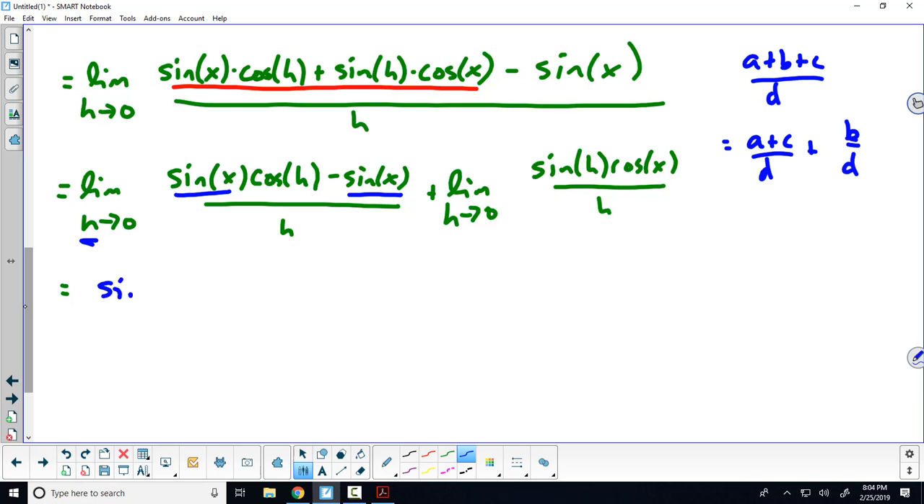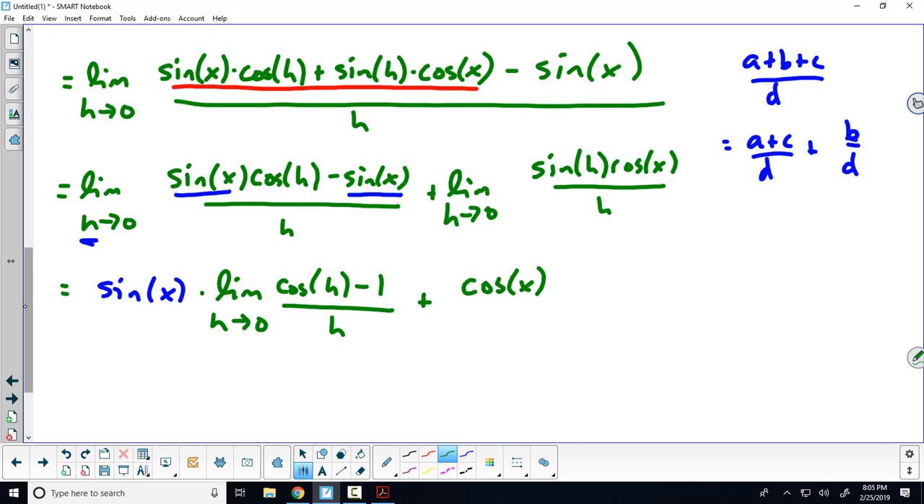So let's do so. That would give me the sine of x times the limit as h approaches 0 of the cosine of h minus 1 over h. So what did I do? I factored the sines of x's out of the fraction and then pulled them all the way out of the limit since they didn't depend on h. Plus, over here it's the same but not quite as complicated. I've got a factor of cosine of x that does not depend on h, so let's factor it out. This gives me cosine of x times the limit as h approaches 0 of the sine of h over h.